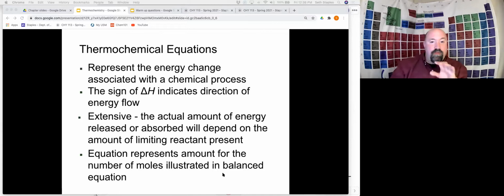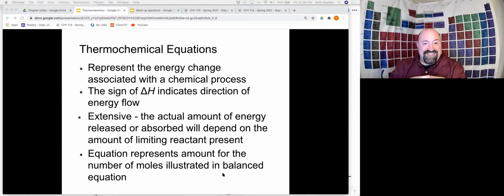And so overall, thermochemical equations represent the energy change that is associated with a chemical process. The sign of your delta H indicates the direction of energy flow. Negative sign tells us that the system, the reaction, is releasing energy. A positive delta H, indicating an endothermic process, tells us that the reaction has to take in an input of energy.